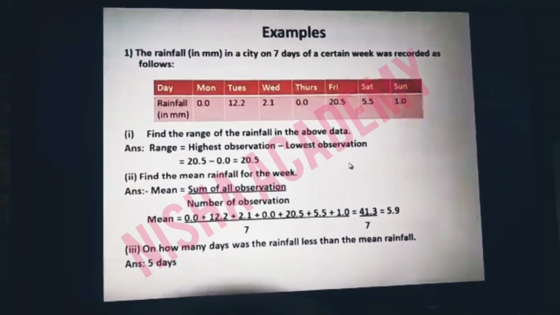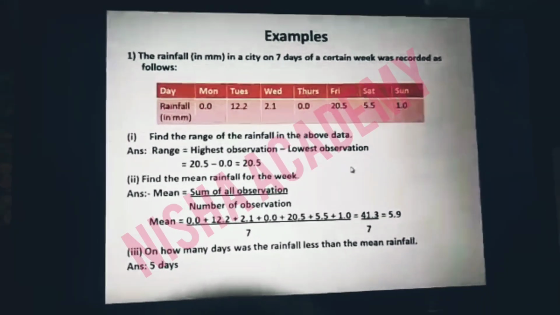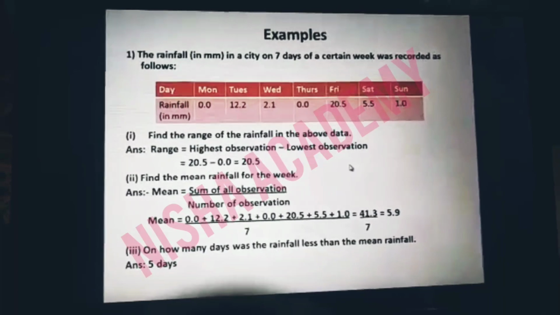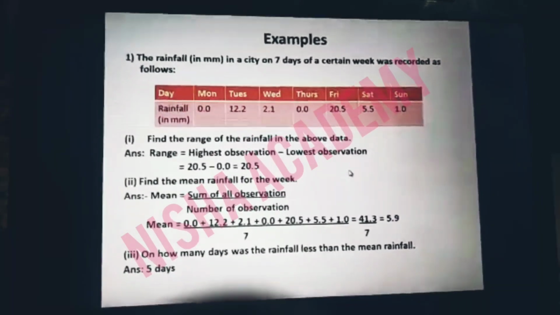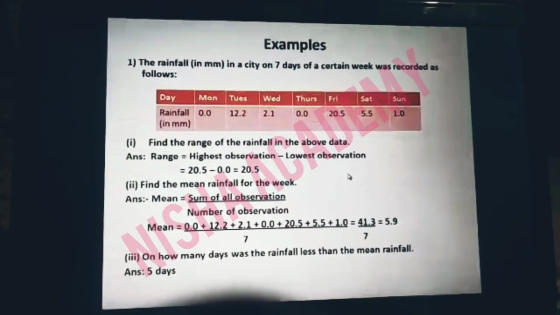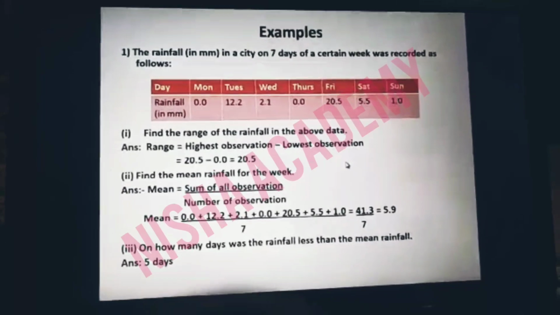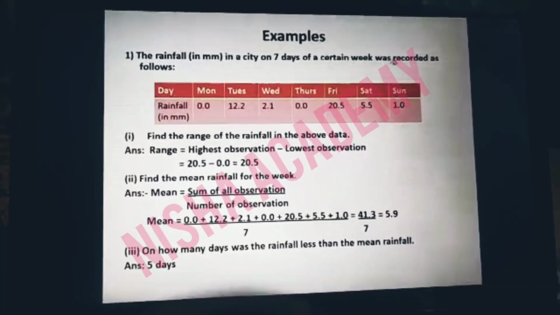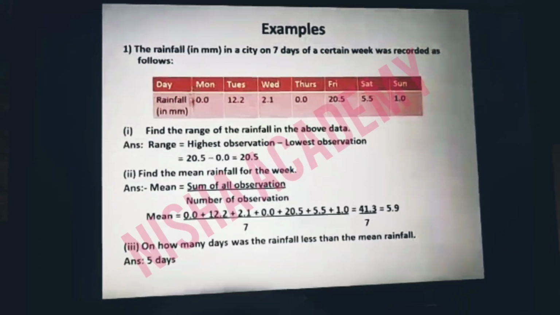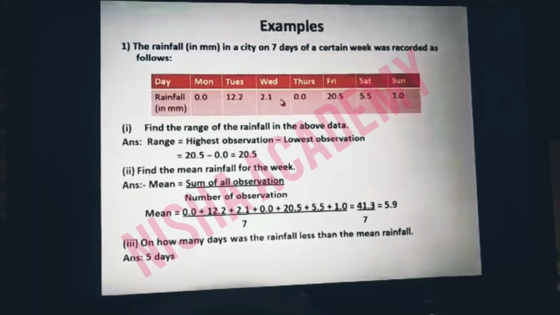So now we'll look at some examples. This much was your central tendency part, and now the sums will be related to it. These sums are related to your exercise, so I have taken one example from the exercise. Next you will solve the exercise on your own. The question is, the rainfall in the city on 7 days of a certain week is recorded. Means they have recorded the rainfall of the whole week in tabular form.